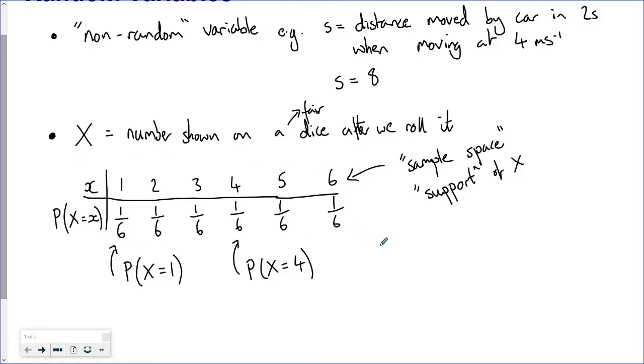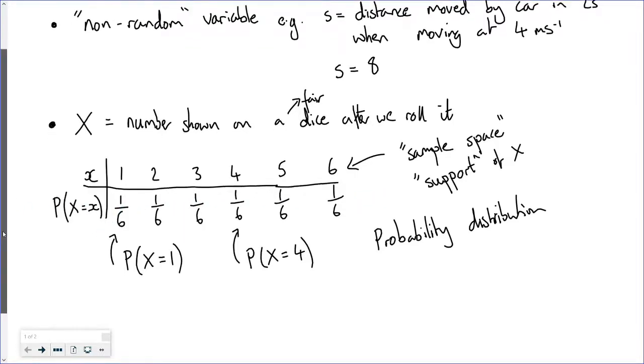Now this whole table here is called a probability distribution. It's called a probability distribution because we know that all the probabilities have to add up to 1. Because one of these events must happen, and we know the sum of all possible outcomes is 1 when we add up the probabilities. And it's called a distribution because it tells us how that one probability of 1 is distributed between the outcomes of the random variable X.